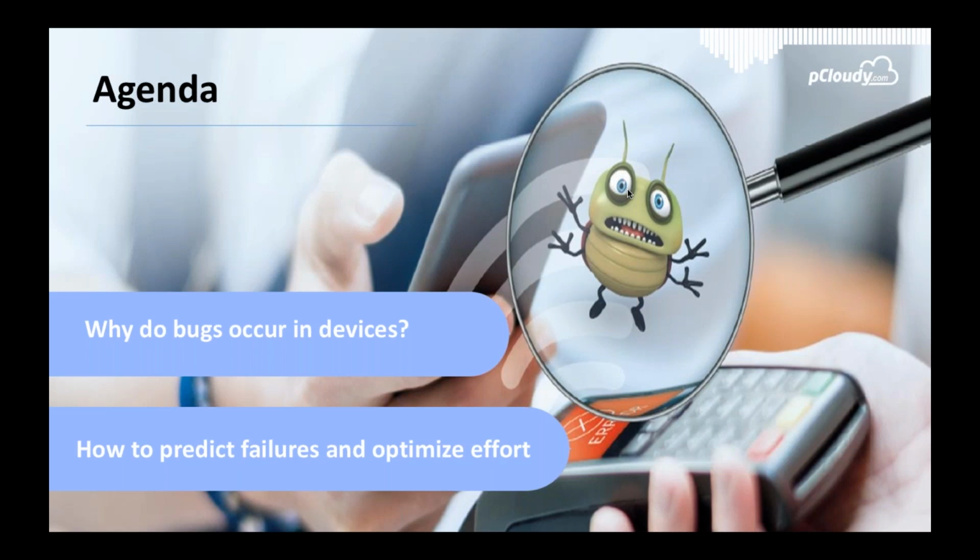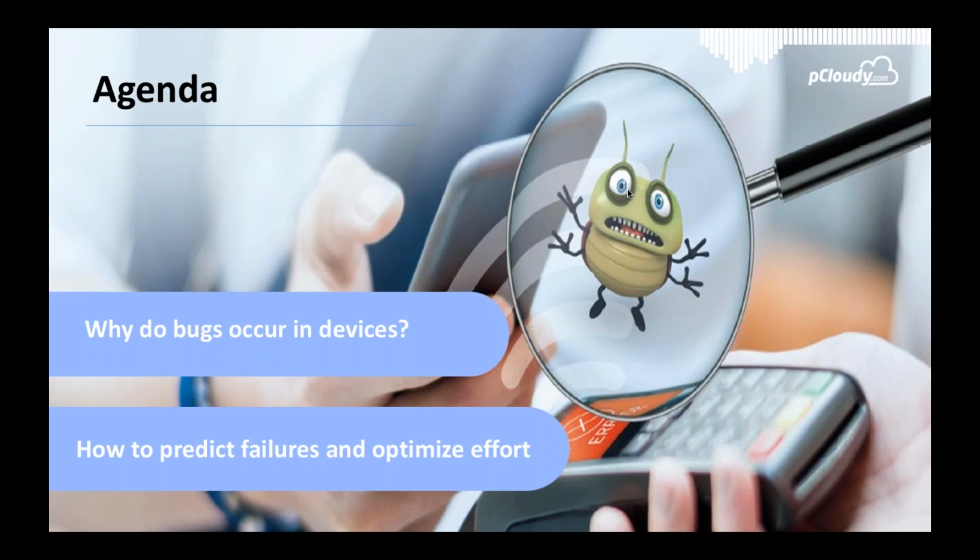Why do we really find these compatibility issues? And once we understand why we find these compatibility issues, can we use that as information to really predict failures and optimize effort? These are the two things which are part of the core agenda of today's session, and in that process, we'll try to arrive at a certain methodology to come up with the right device matrix and optimize the test coverage.